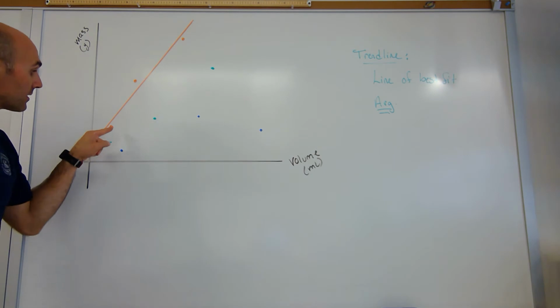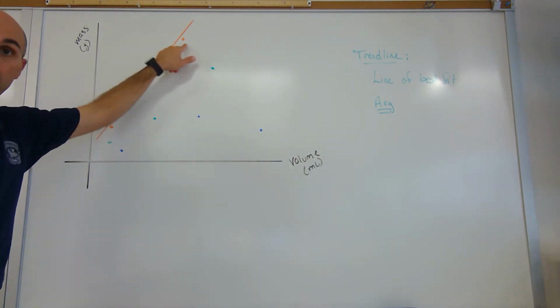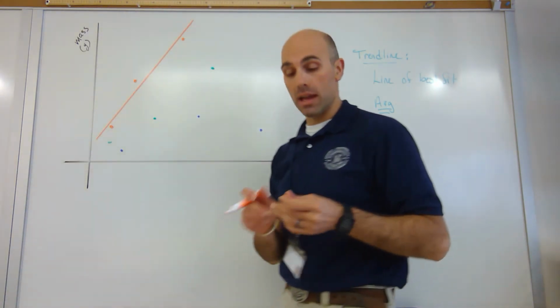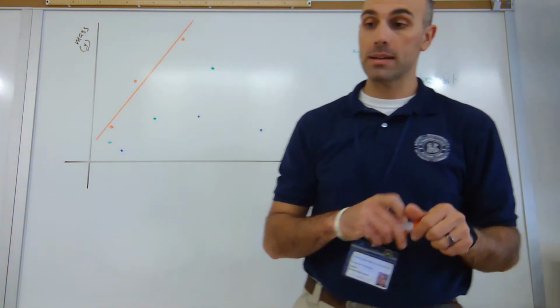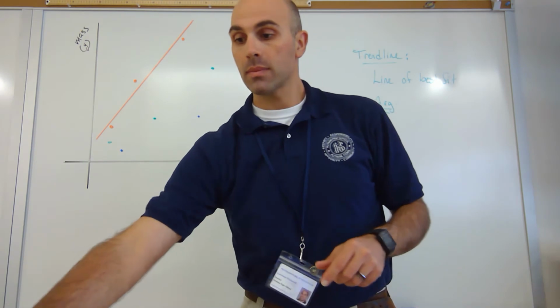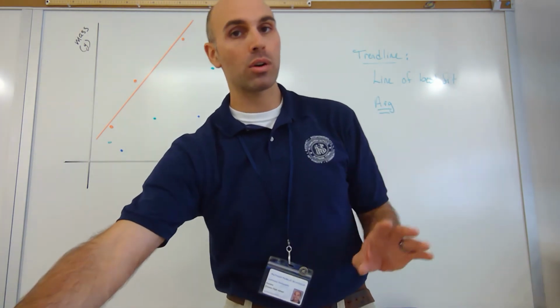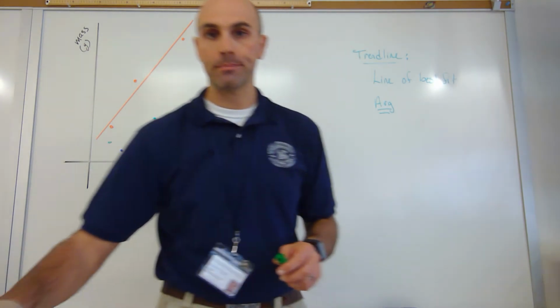Notice the trend line does not go through any of the points. And that's all right. Trend lines do not have to go through any of your data points. Okay? If they do, they do. That's excellent. But if they do not, that's perfectly all right. Okay, something to keep in mind.